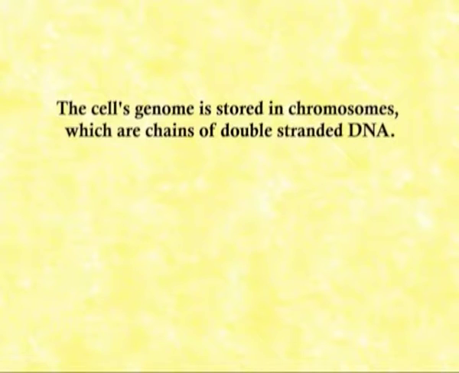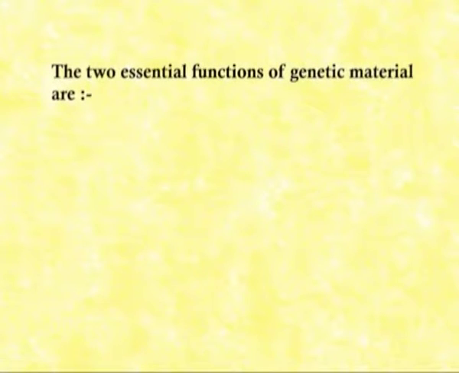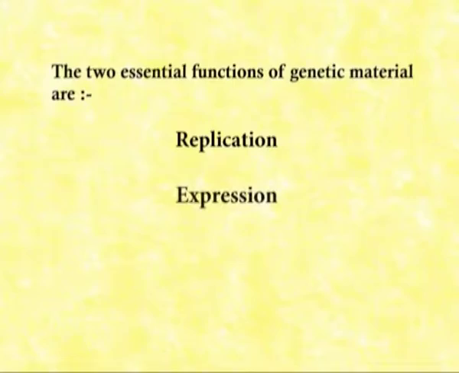The cell's genome is stored in chromosomes, which are chains of double-stranded DNA. The genetic material of bacteria and the plasmid is the DNA. The two essential functions of genetic material are replication and expression.